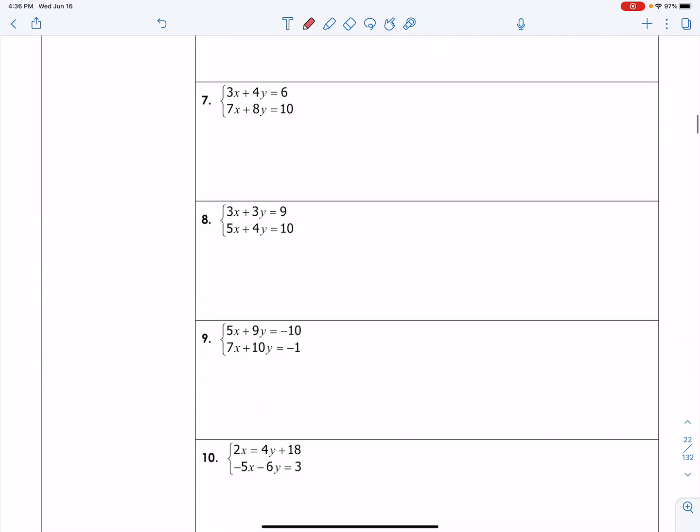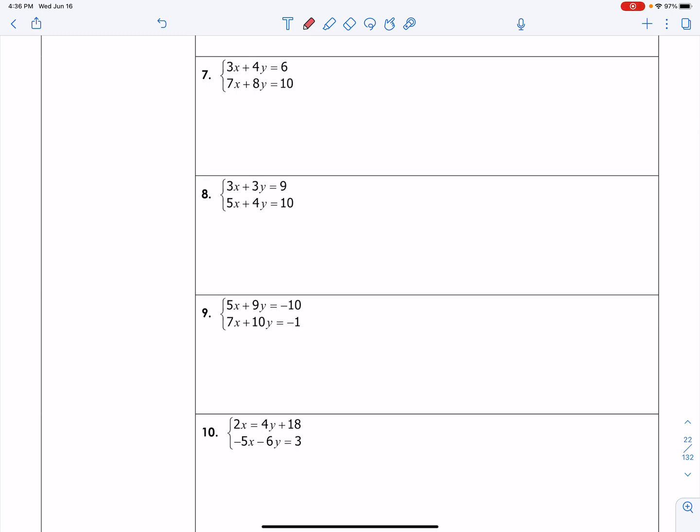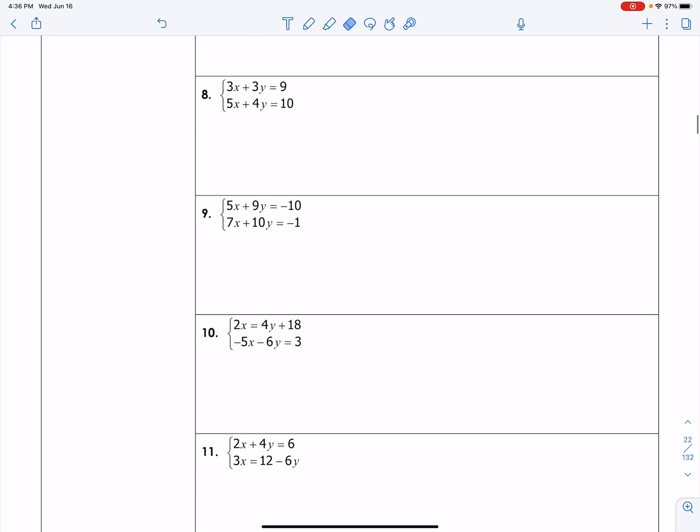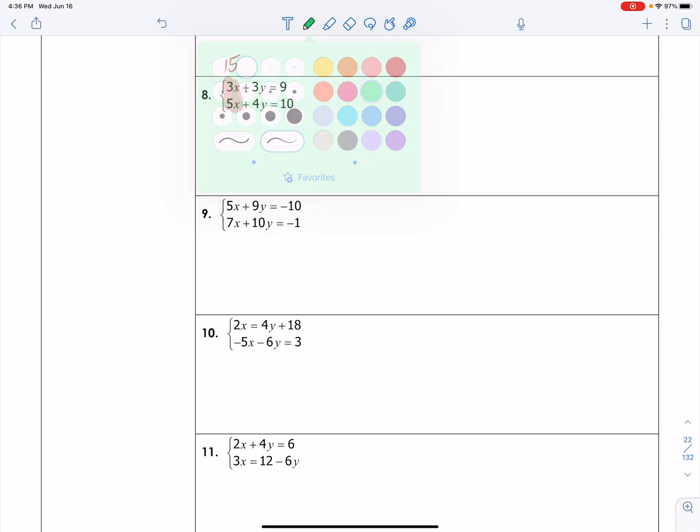Okay, I would like you to turn the page, and let's look at number 7. Okay, number 7 is a little bit harder. So let's do our little process again. I can turn the x's, no, never mind. I don't want to do 7. We want to do 8. I would like to jump to a harder one here. Okay, so on 8, I could turn my x's both into 15s, or I could turn my y's both into 12s. Personally, it doesn't really matter. So I'm going to turn my y's into 12s because I can.